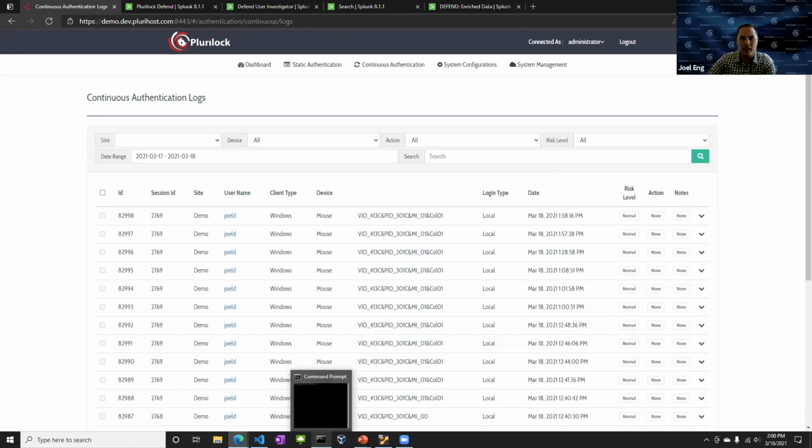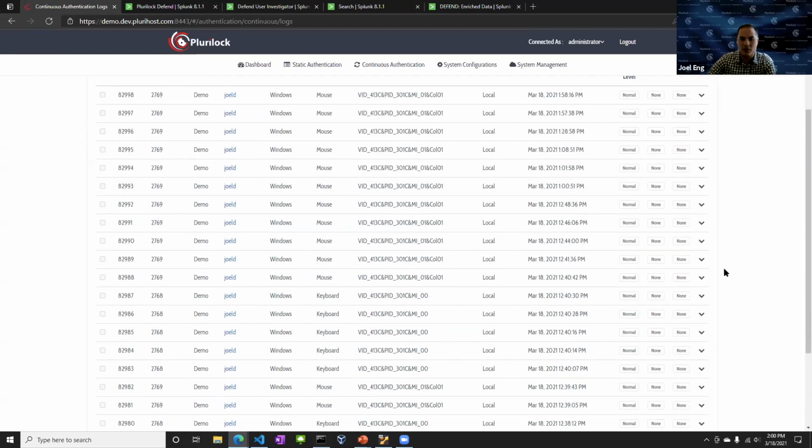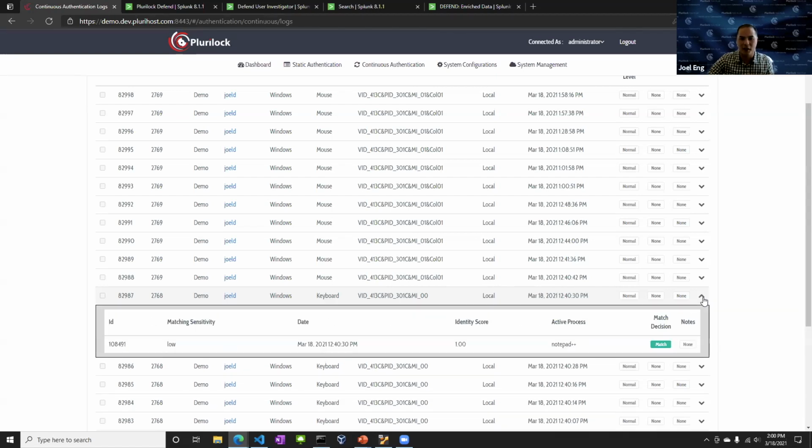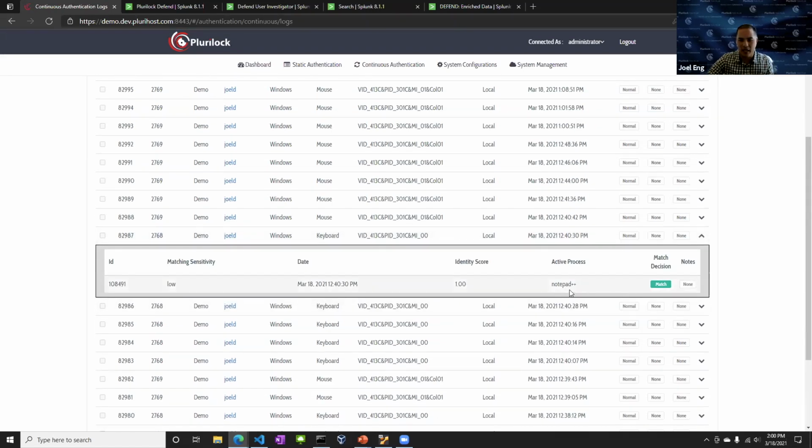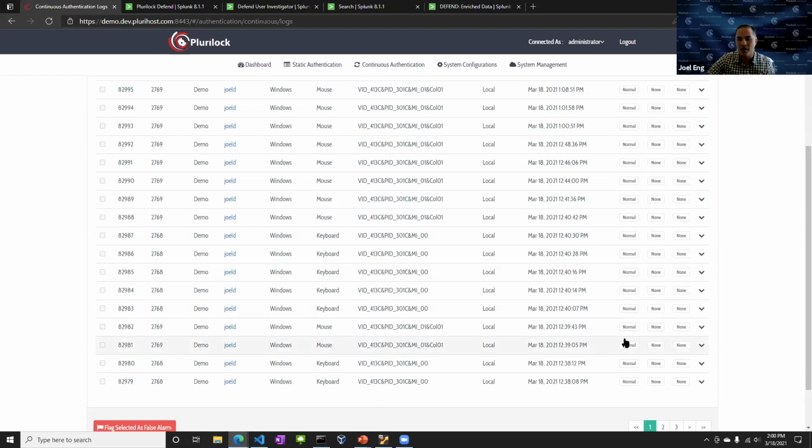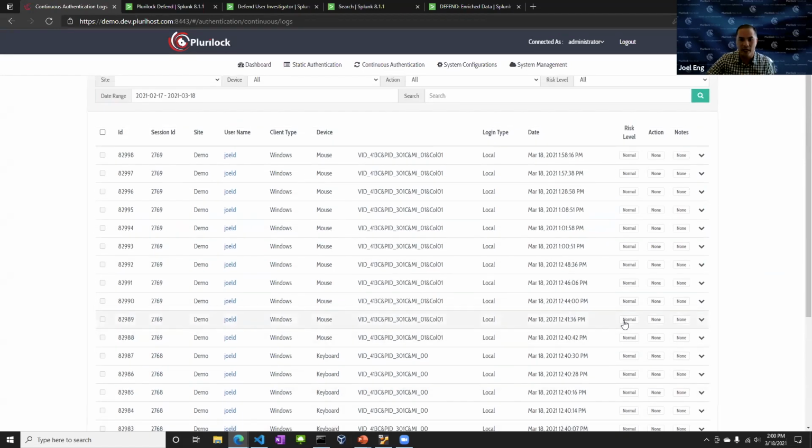And what we're looking at here is Plurilock Defend continuous authentication logs. In this case, it's watching me, and it's measuring every couple of seconds when I interact with my computer, which is something you have to do in order to get into the environment. It's looking at what application I'm using, and it's comparing my keystrokes to a machine learning profile that it's built for me. It's saying this is a 100% match for me. Because everything I'm doing right now more or less matches the way I normally move my hands, it's saying that my risk level is completely normal.